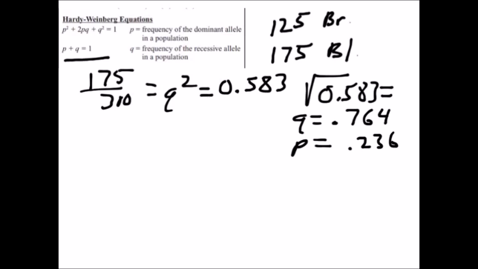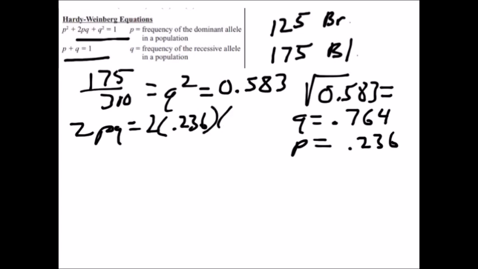Now part B asks us the predicted frequency of heterozygous mice. Remember that in this top equation, heterozygotes are represented by 2pq. So we're simply going to do what the math tells us to do. We're going to take 2 times p, which we just found to be 0.236, times q, which we just found to be 0.764. And now we multiply that out.